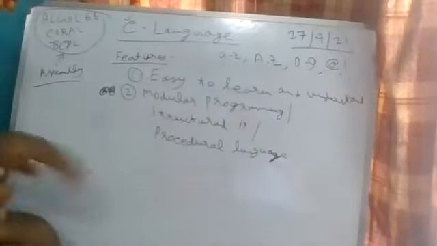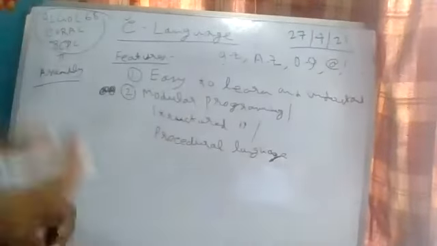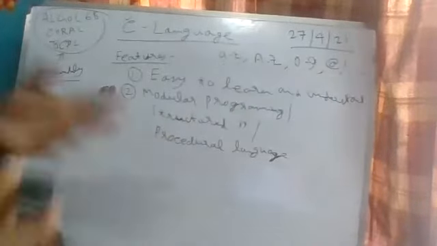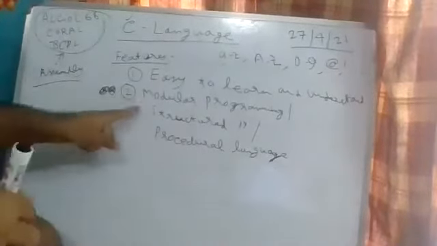Now, after C, whatever language came as a successor of C, like Java, JSP, Python, C++, all follow this common approach.